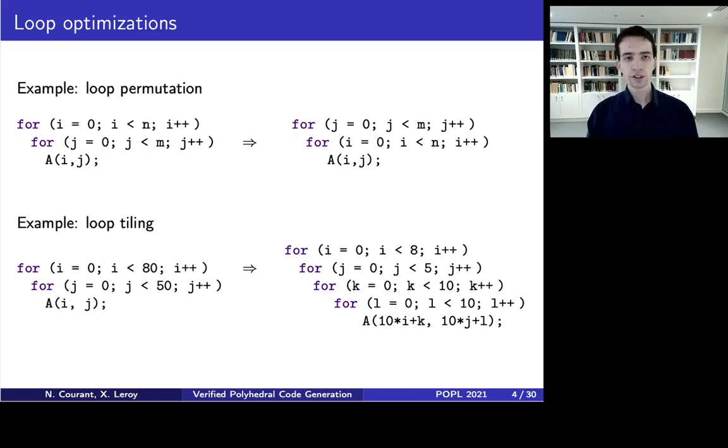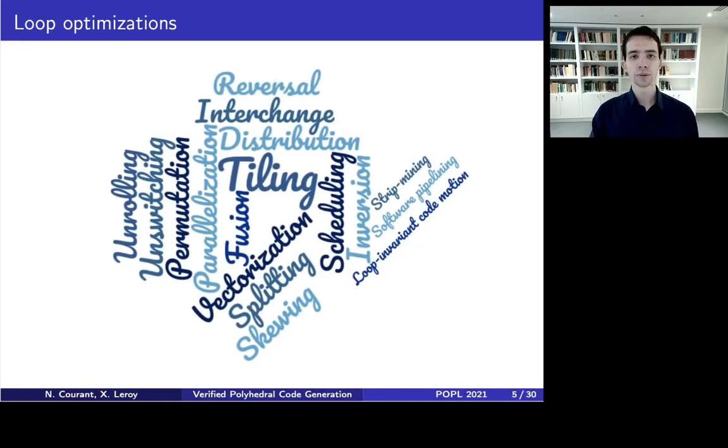Since loops are so important in numerical computing, compilers do a lot of optimizations on them. For instance, one such optimization is loop permutation, which exchanges the order of two loops, and is useful because it sometimes improves memory locality. Or loop tiling, which almost always improves memory locality. But there are many other loop optimizations, such as loop reversal, distribution, fusion, splitting, skewing, permutation, and so on.